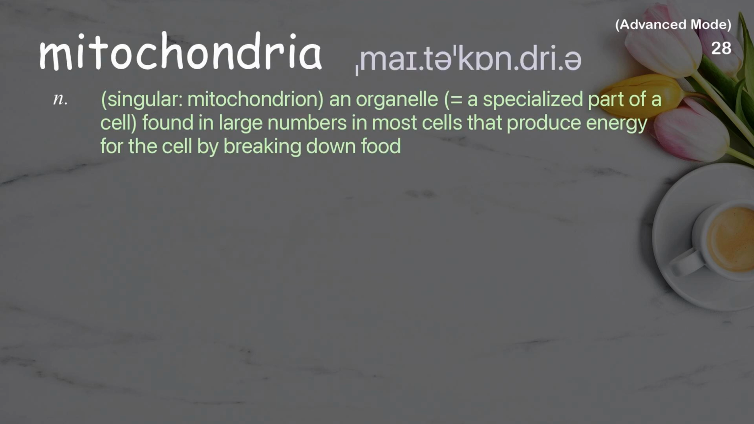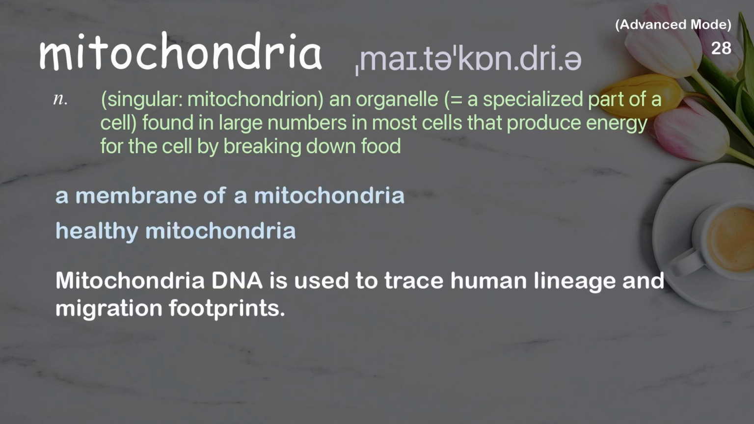Mitochondria. Singular, mitochondrion, an organelle, equals a specialized part of a cell, found in large numbers in most cells that produce energy for the cell by breaking down food. Examples: A membrane of a mitochondria. Healthy mitochondria. Mitochondria DNA is used to trace human lineage and migration footprints.